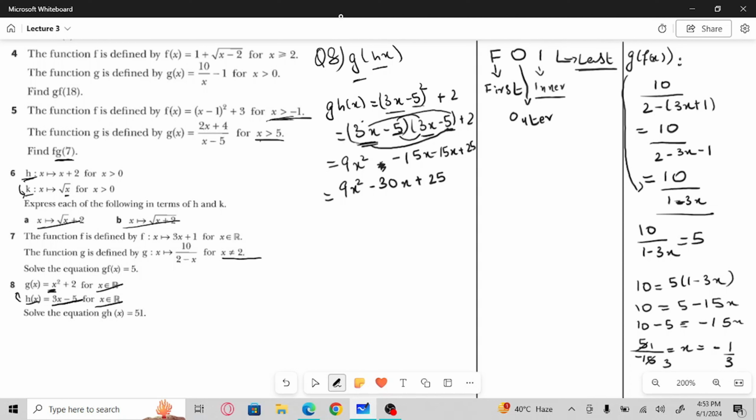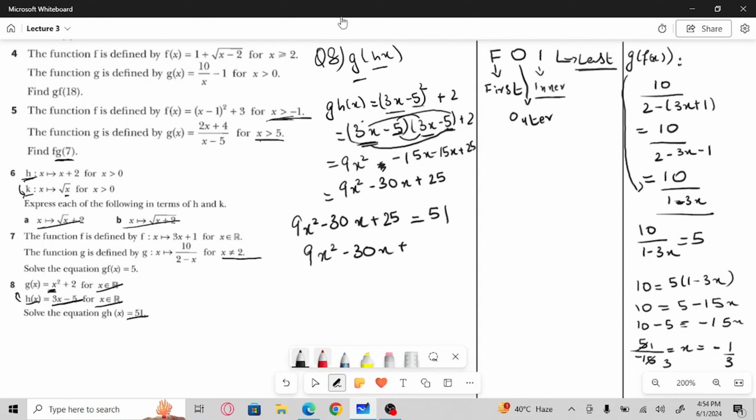And again, we are going to simplify this. What we're going to do is say that 9x squared minus 30x plus 25, this whole thing, is equal to 51. And now we just say 9x squared minus 30x plus 25 minus 51 is equal to 0. Then now 9x squared minus 30x minus 26, sorry, 24 is equal to 0.